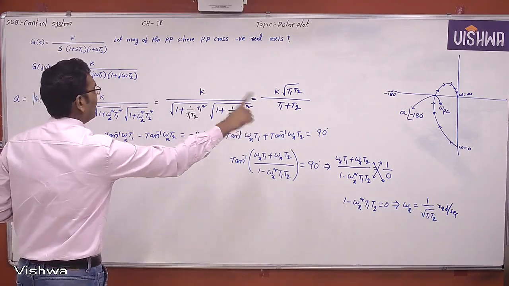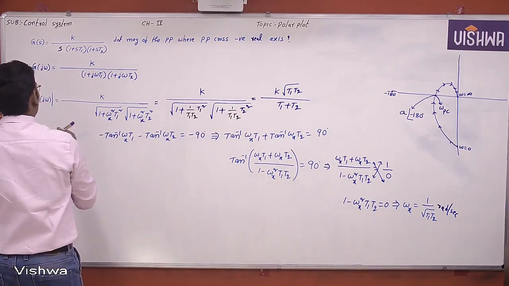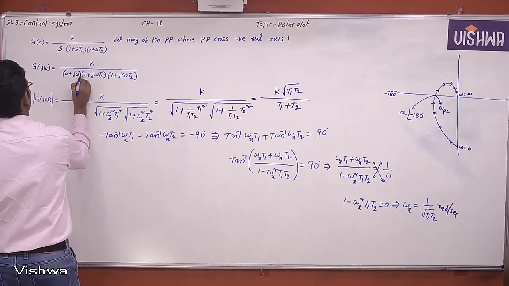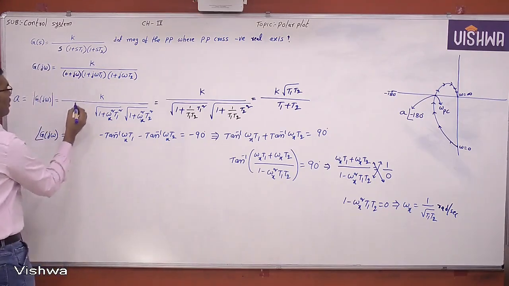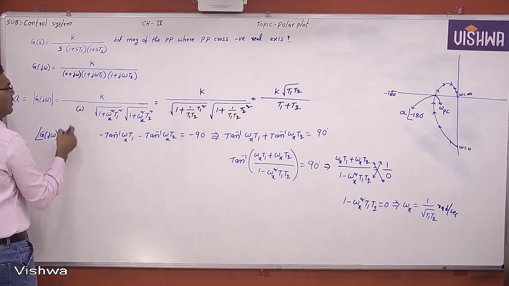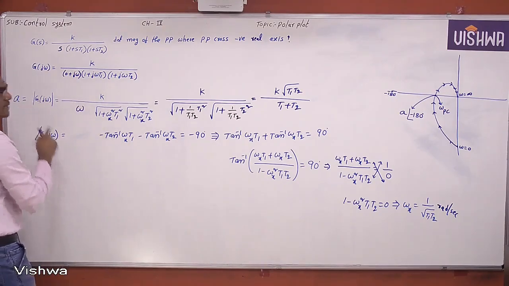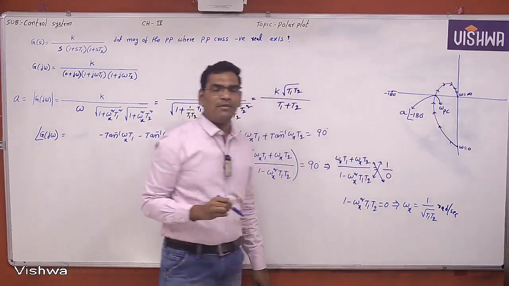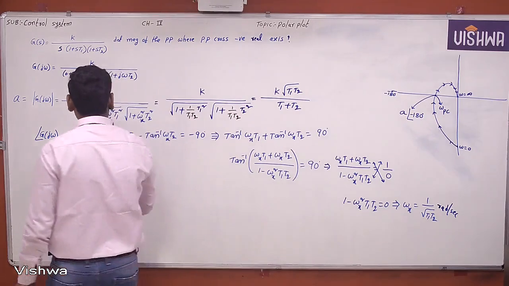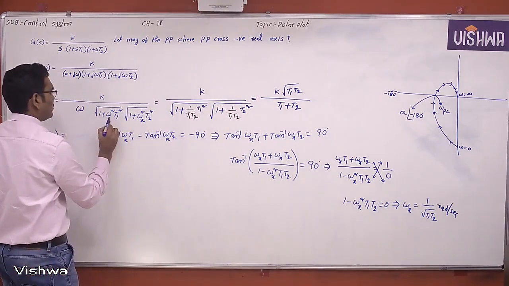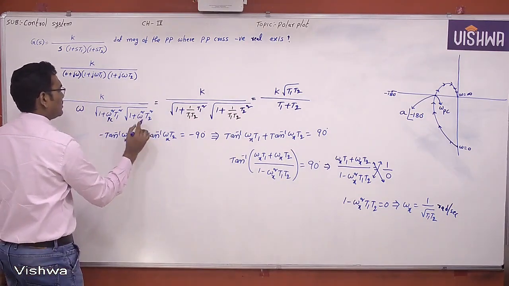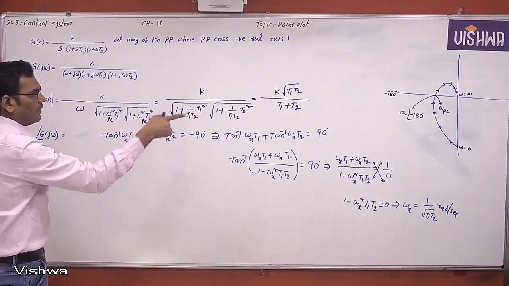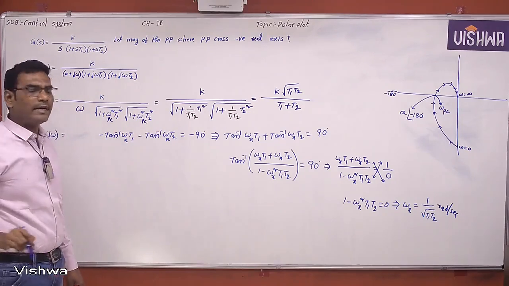But what is the exact magnitude here? What is the actual magnitude? 0 plus j omega. Magnitude is square root of a square plus b square. This magnitude we call A, at a frequency of omega pc, the phase crossover frequency. What is the phase crossover frequency? At the phase crossover frequency, the phase angle is minus 180 degrees.